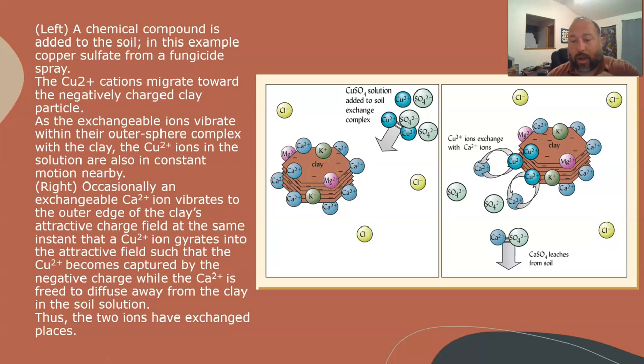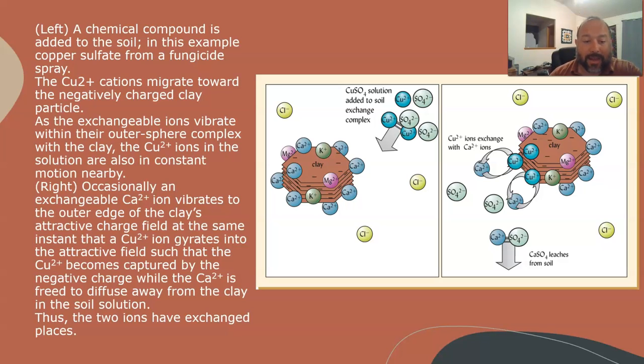And if you ask why, it's because one is negative and one is positive, so they're just going to attract each other. As the exchangeable ions vibrate within their outer sphere complex within the clay, those copper ions in the solution are going to be in constant motion. Then if we look at the right side of this diagram now, occasionally an exchangeable calcium ion vibrates to the outer edge of the clay's attractive charge field.